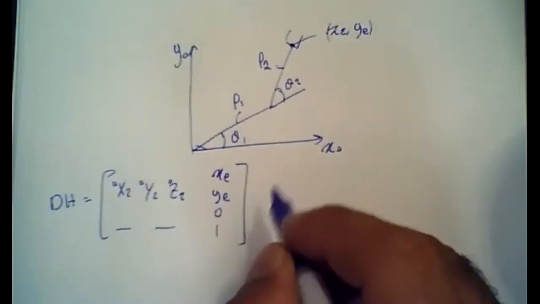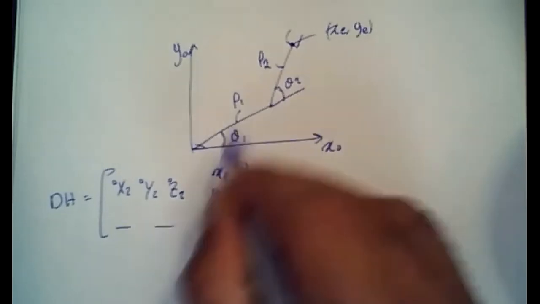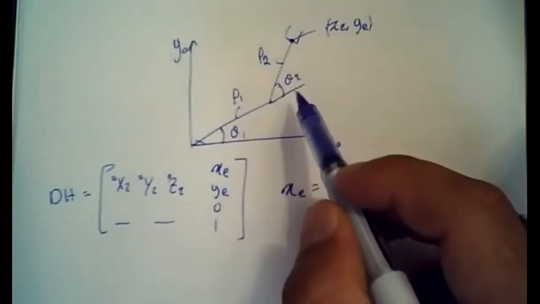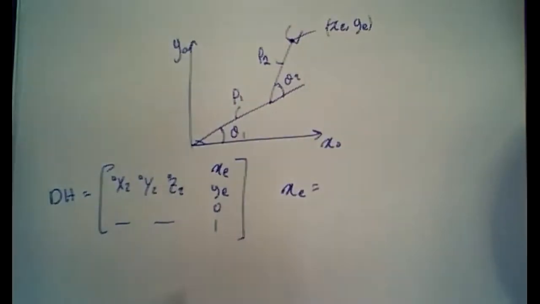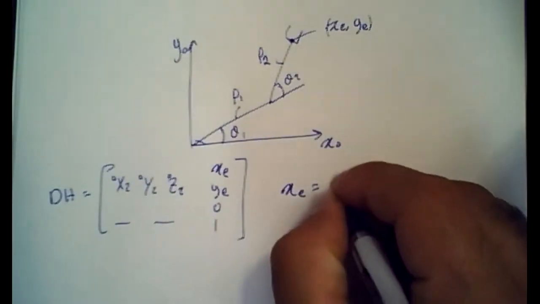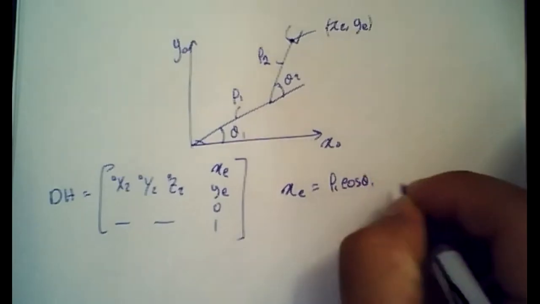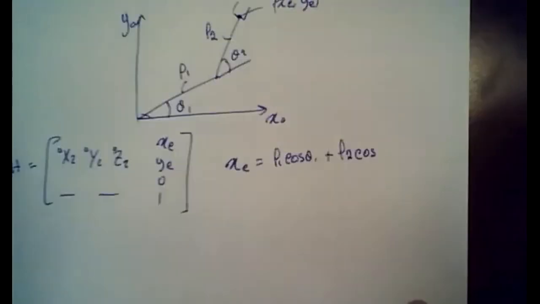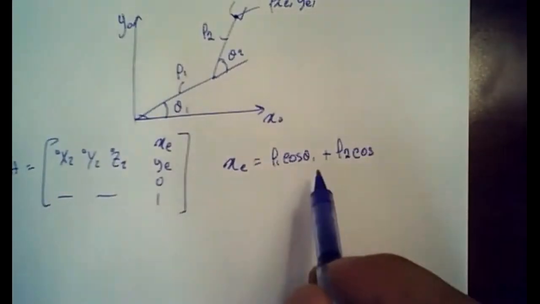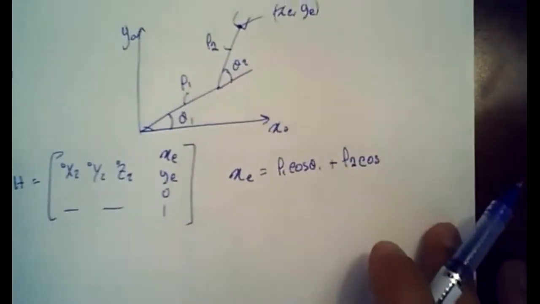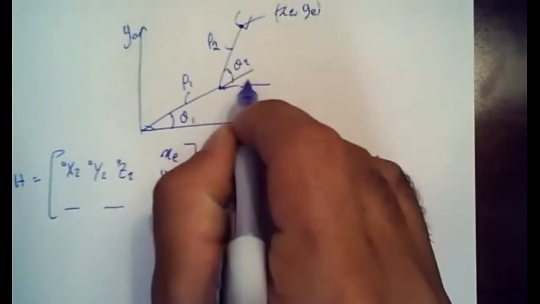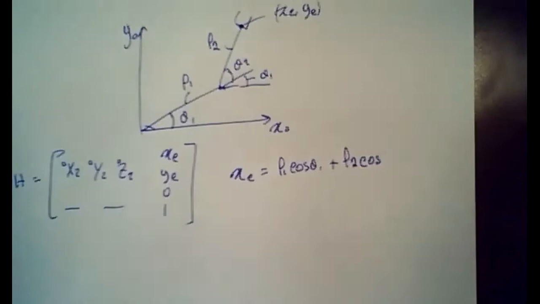But instead of getting xe, I'm going to get xe as a function of the angles, right? What is xe in terms of L1, theta 1 and L2, theta 2? XE is L1 cosine theta 1 plus L2... It's not cosine theta 2, because you actually also have to add this angle, right? So this angle here was theta 1.